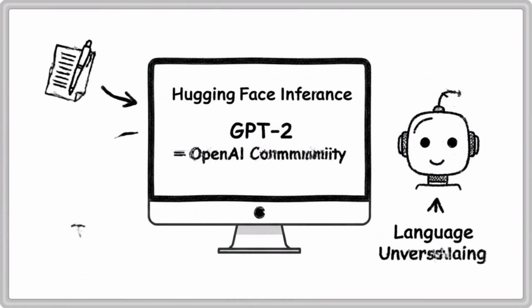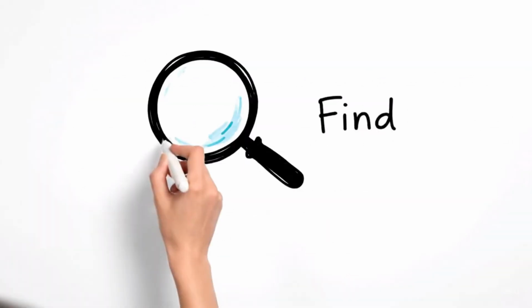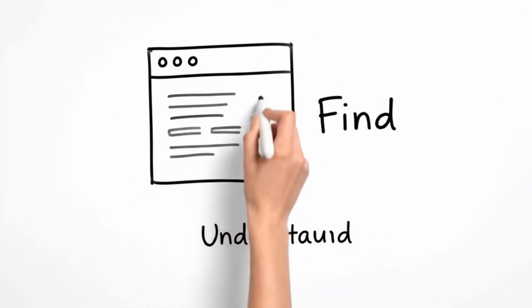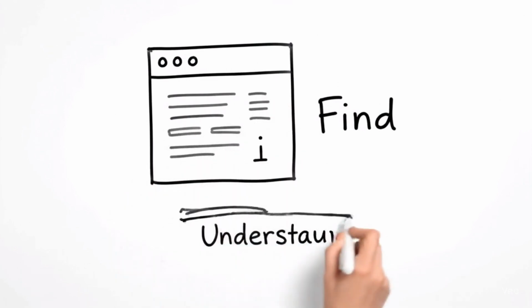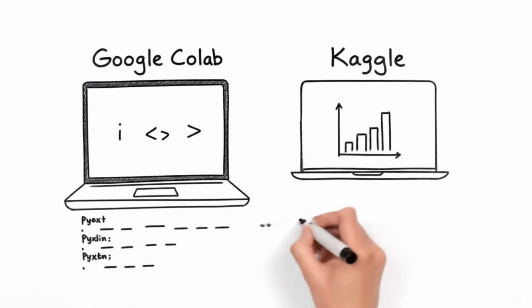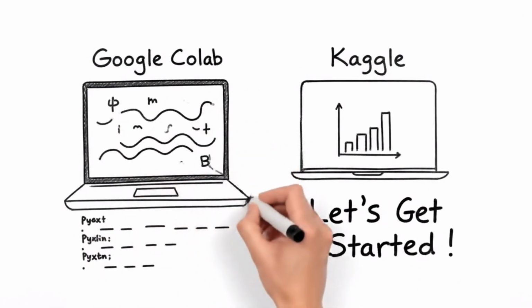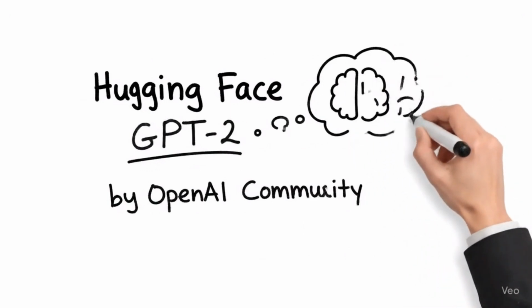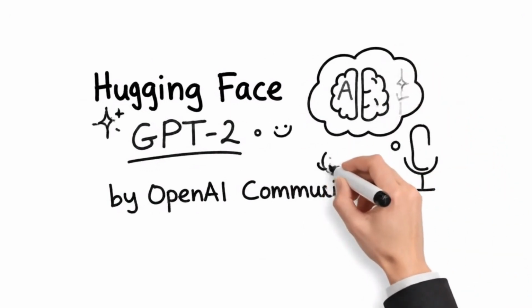In today's video, we are going to explore one of the most well-known language models on Hugging Face, GPT-2 by the OpenAI community. We'll learn how to find the model, explore its space, understand its details, and finally run it directly inside Google Colab and Kaggle notebooks for text generation. Let's get started.